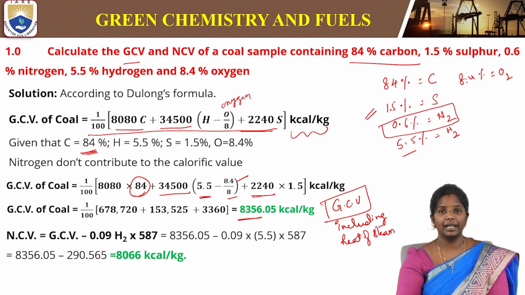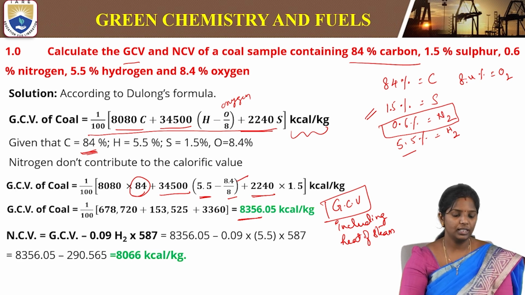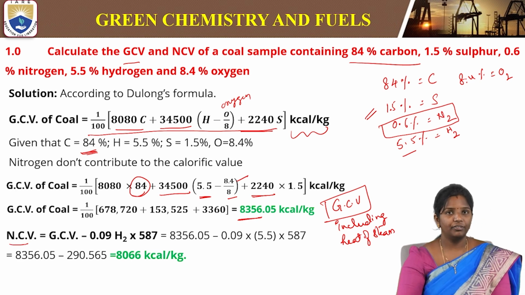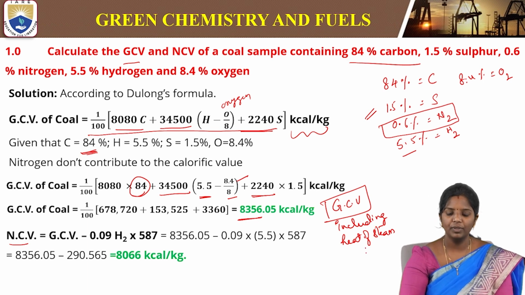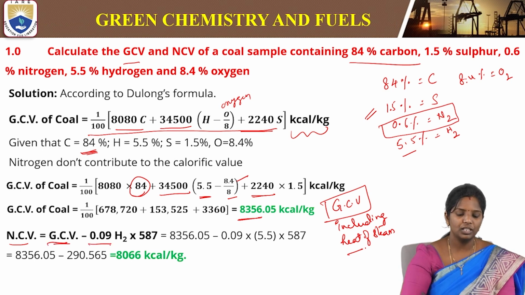Because it is the gross calorific value, it also includes the heat of steam. So next, net calorific value. For net calorific value, we have to deduct the heat of steam. So we will be considering the GCV for this. Substitute the GCV minus 0.09 hydrogen into 587.